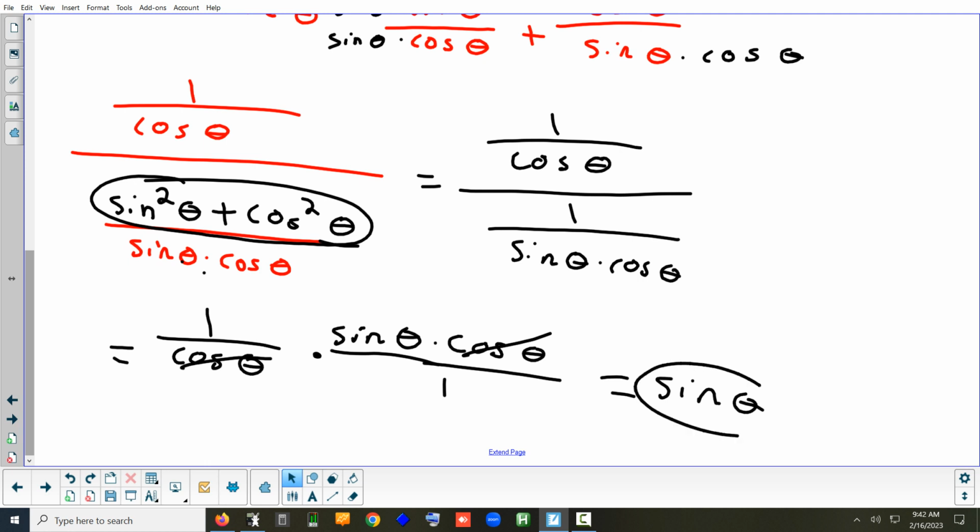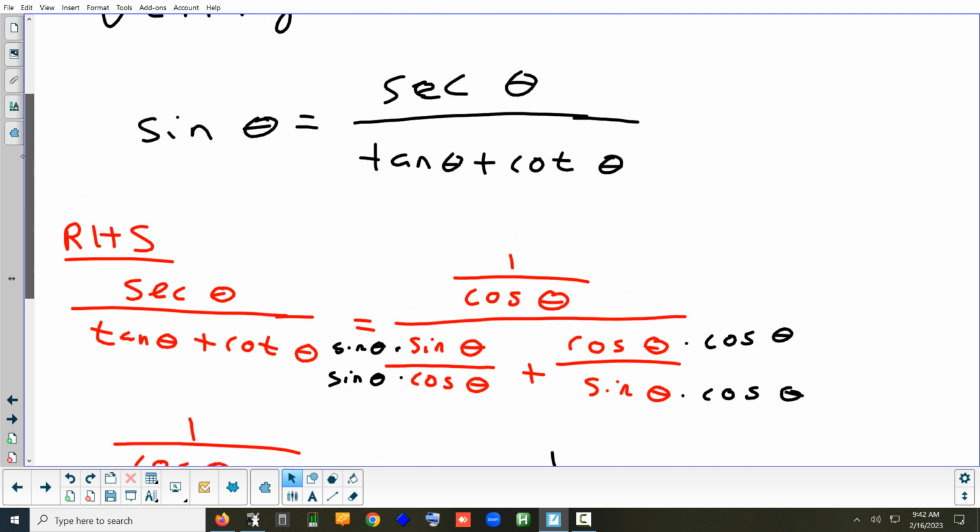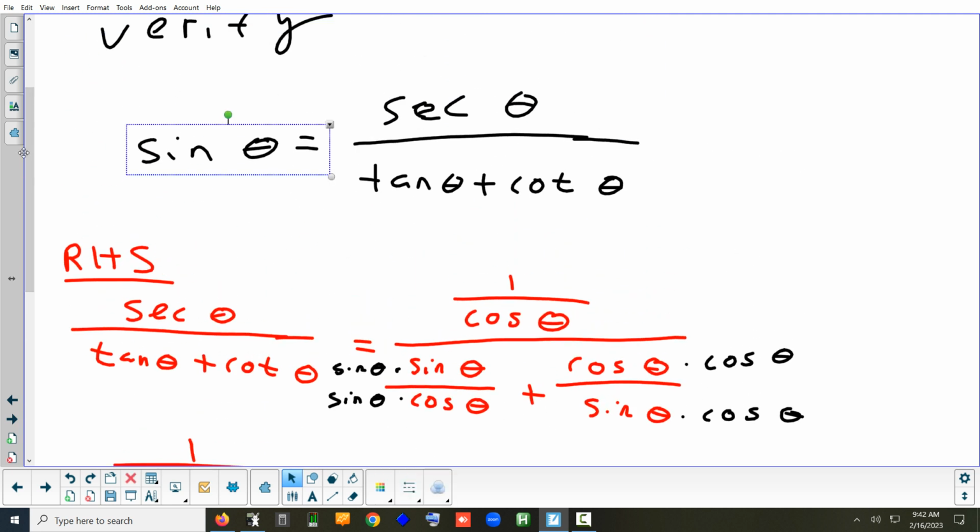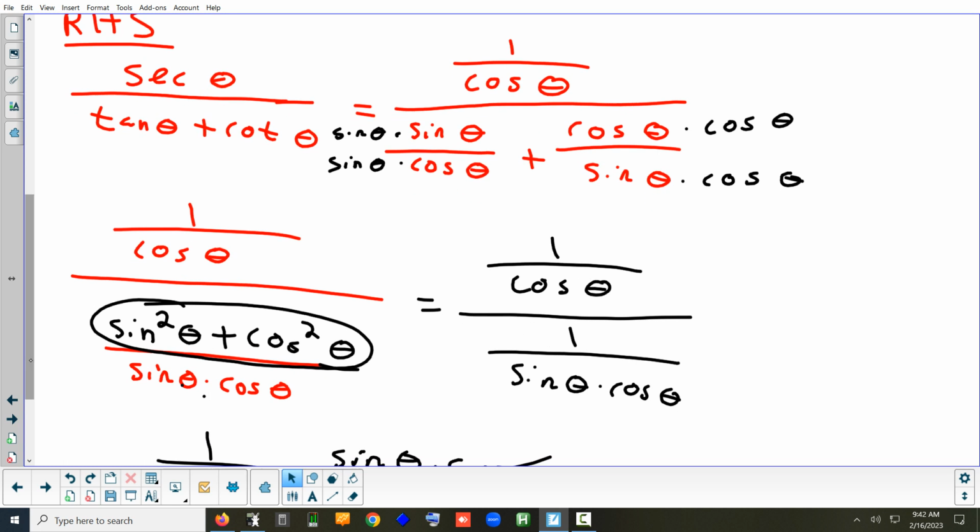Now we scroll back up, because there's nothing else we can do with that, and we hope that that was what we wanted to get. So if we go back up, yep, that's exactly what you want. So we just proved that when you simplify all of this, you do get sine theta. Is that the only way to prove it? Definitely not. Is it the best way? I have no idea.